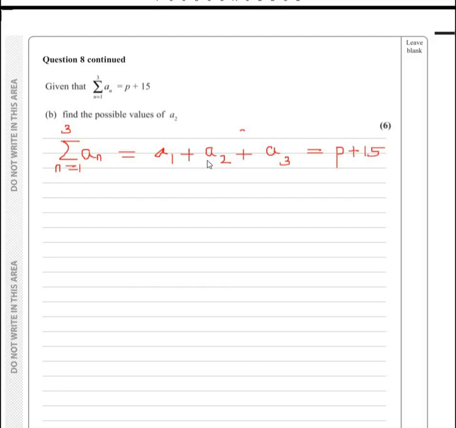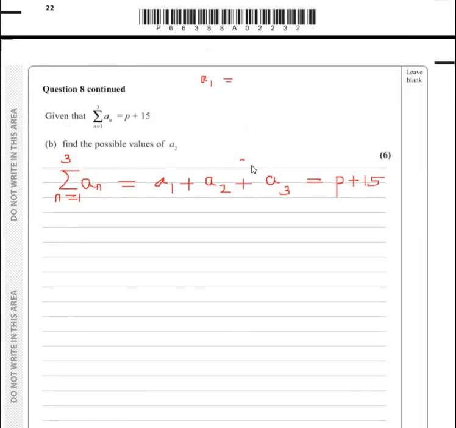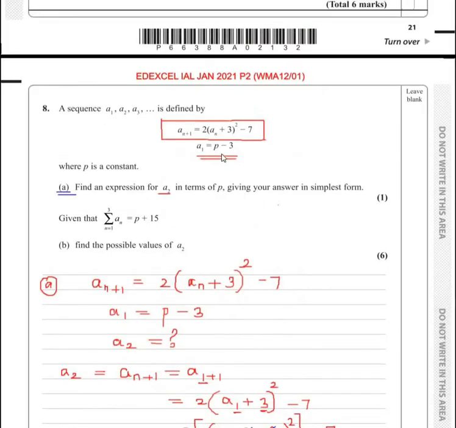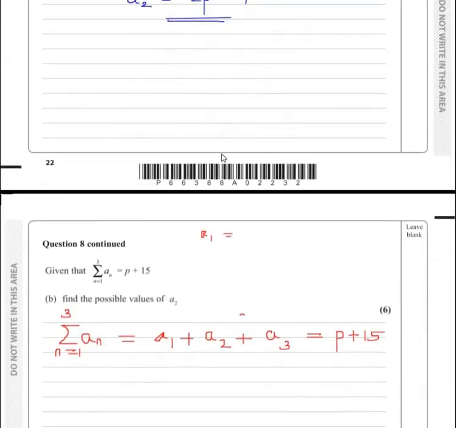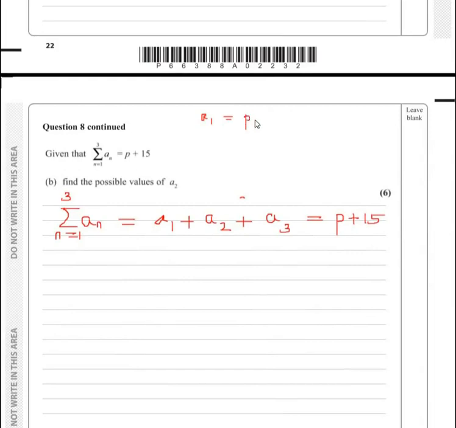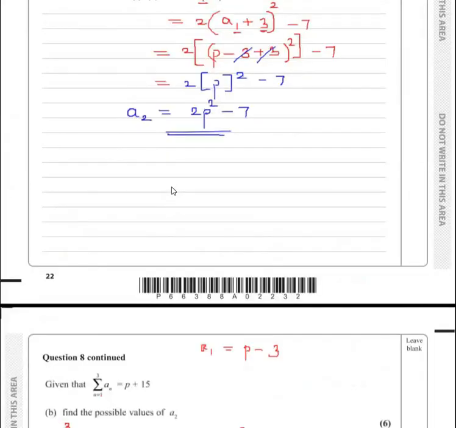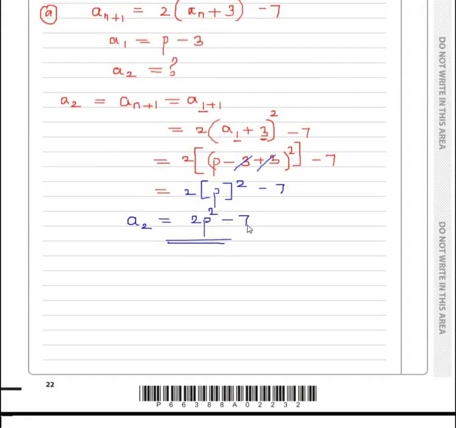So to find this, what we are going to do is, we already have the value of a1, which is given in the question itself. It has been given as a1 equal to p minus 3. They have told us to find the values of a2. So a2, we have 2p squared minus 7.